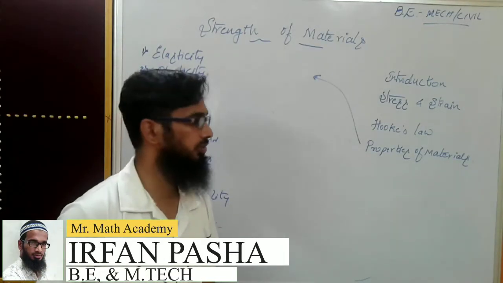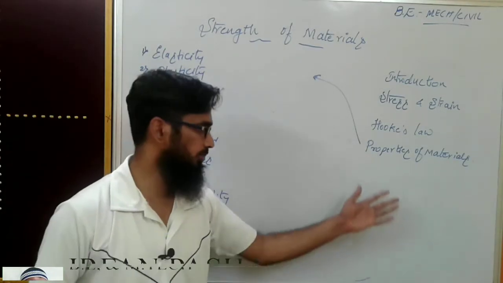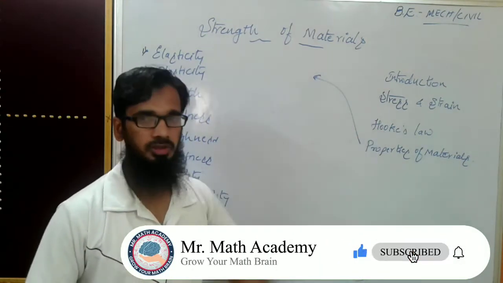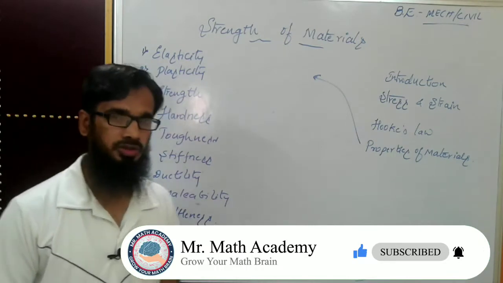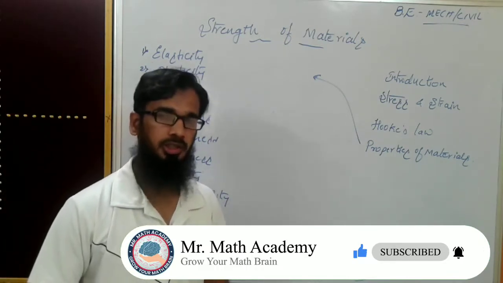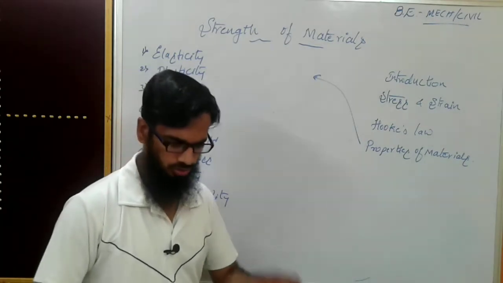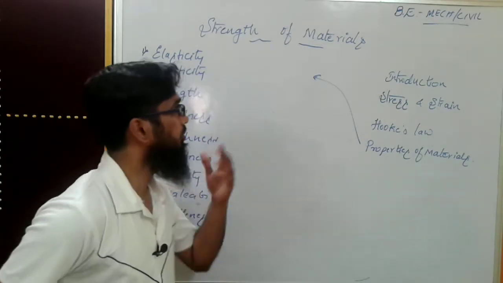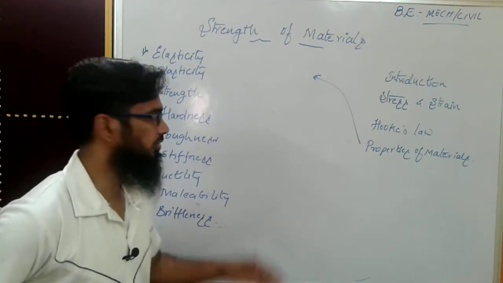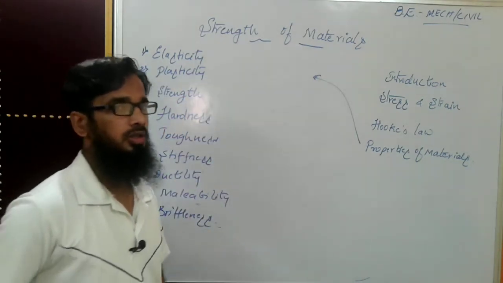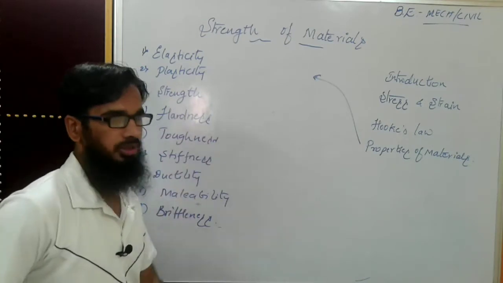Okay friends, now we'll go for the second part, that is the properties of the material, because in the previous part, part 1, we have given some of the introduction, stress, strain and the Hooke's law related to the material. Now we'll go for the properties of the material. Properties of the material means you can take any material and see some sort of properties. There are a number of properties, like brittleness, hardness, elasticity, plasticity.